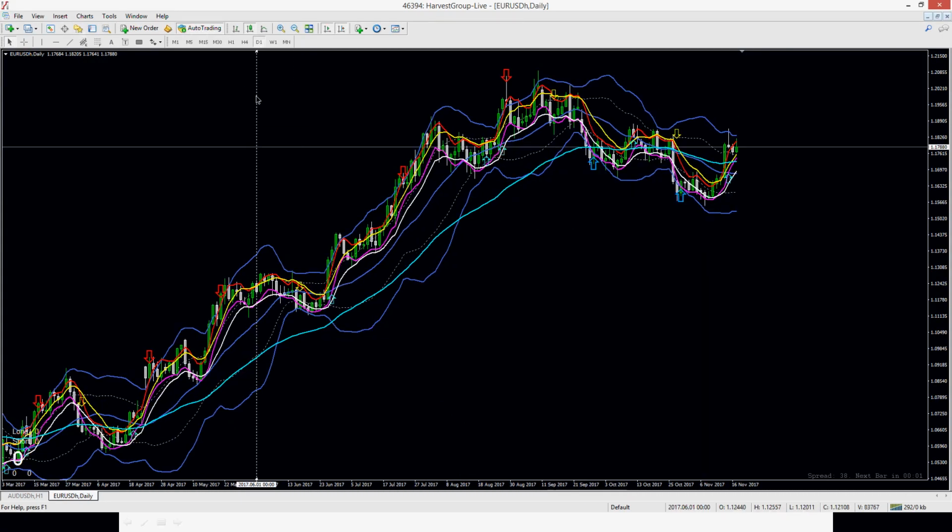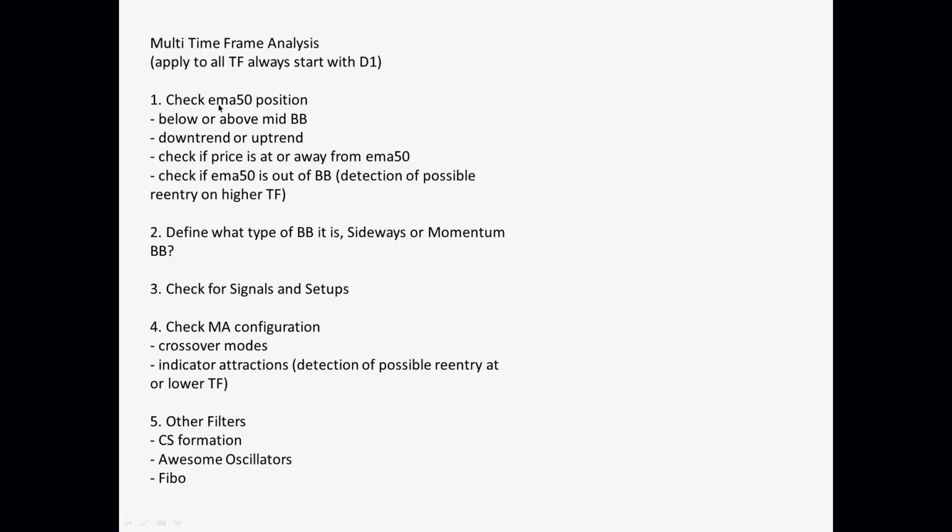Okay. What I'm going to do is use my own SOPs when it comes to multi-time frame analysis. What I usually do is open up the daily time frame first. The first thing that we need to look at is where the MA50 is. So let me just read the SOP for this.